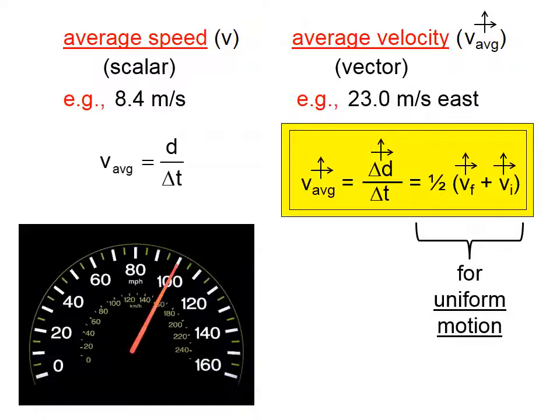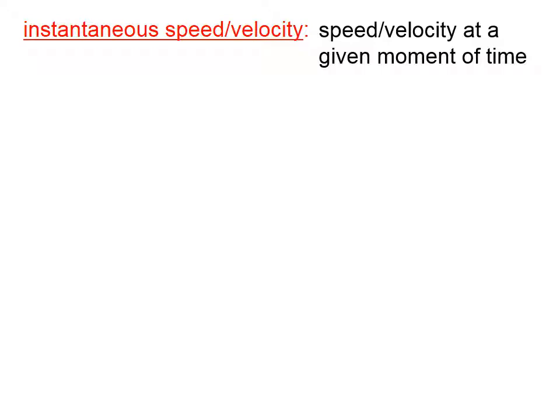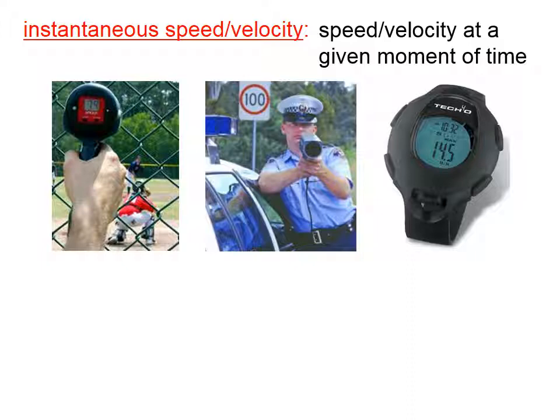This speedometer gives a speed, an instantaneous speed. In order to know the velocity, we would have to know not only the speed given by the speedometer, but also the direction provided by a compass. Instantaneous speed or velocity, as the term would suggest, is the speed or velocity at a given instant or a given moment of time. A radar gun provides information about an object's instantaneous speed, whether that object is a baseball or an automobile. If you have some kind of a Fitbit sort of thing, if you're out jogging, it might provide information about your instantaneous speed.